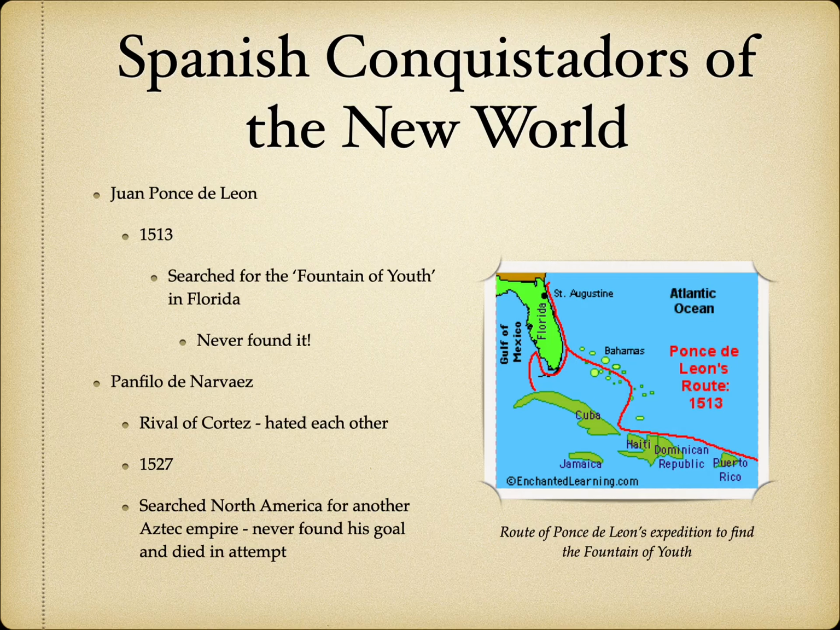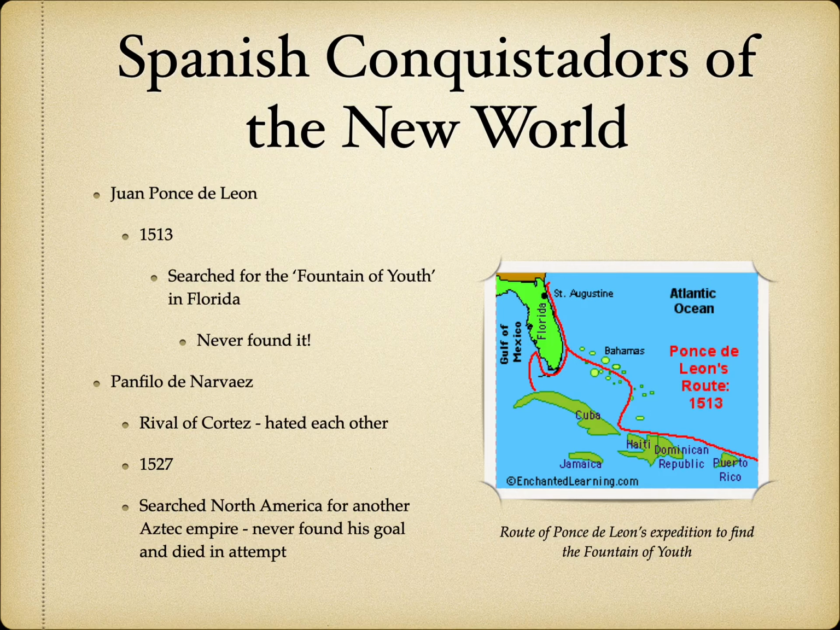But because he was such a rival of Cortez and didn't want to look like a loser, Narvaez will not admit that there is no North American empire. He will die rather than admit that, and that's exactly what happens. He dies attempting to find that empire. You gotta be really hate-filled to die rather than admit that you're wrong, correct? And yet that's exactly what Narvaez would do, okay?